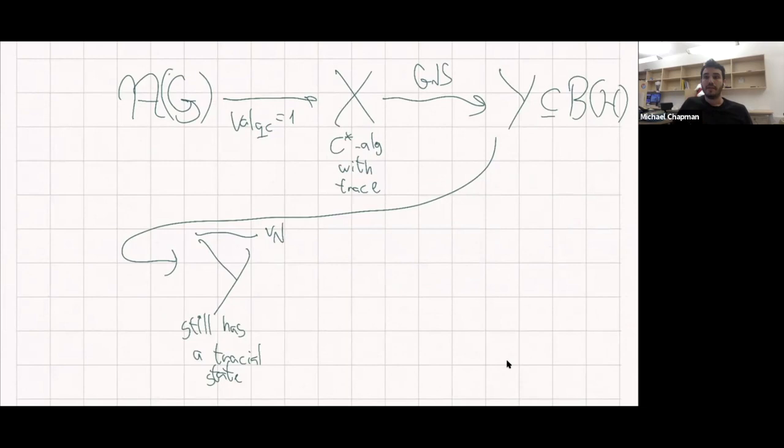Well, as you done now, can you just say what a tracial state is, just so that we know roughly what you're talking about?